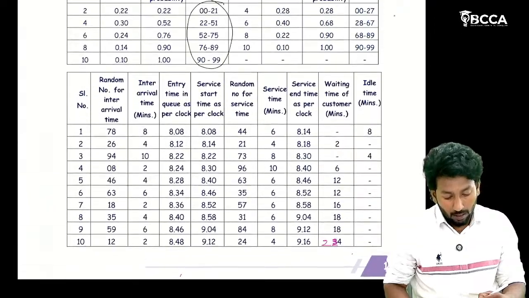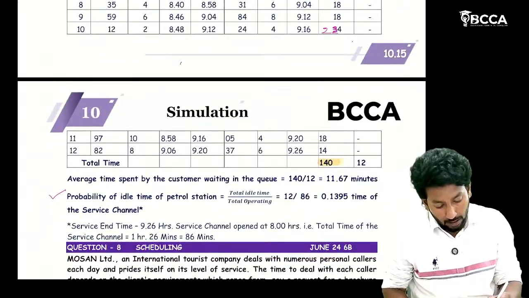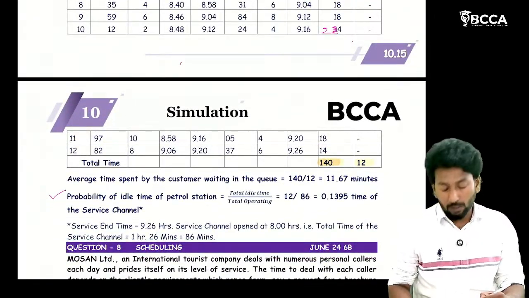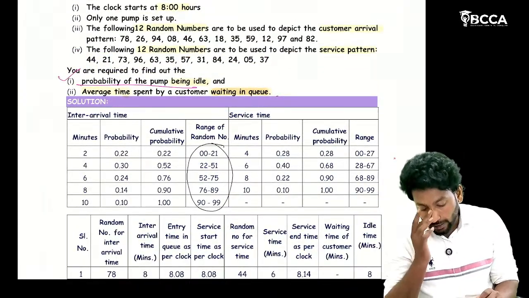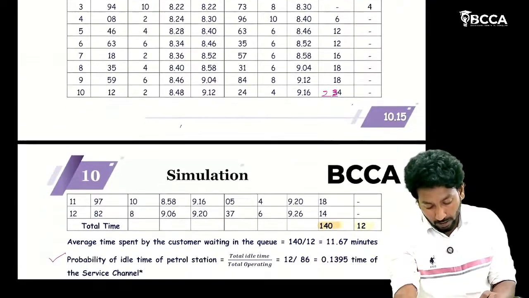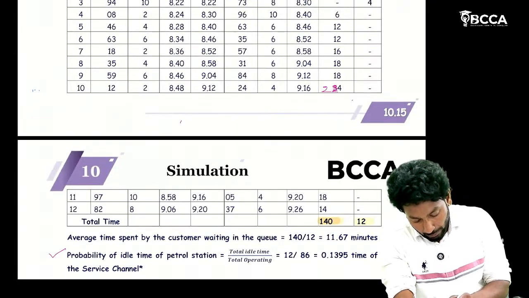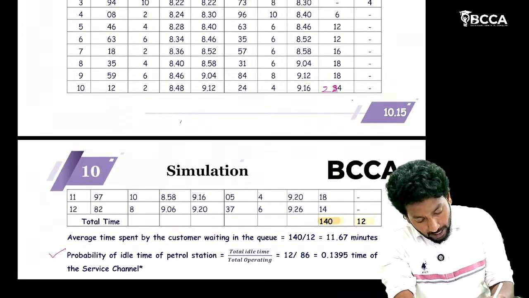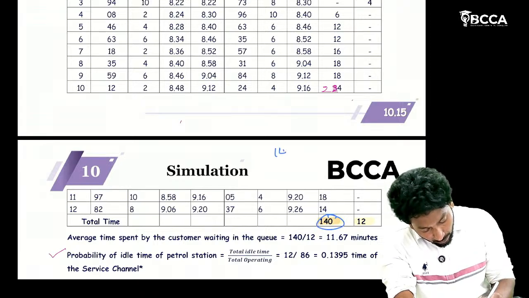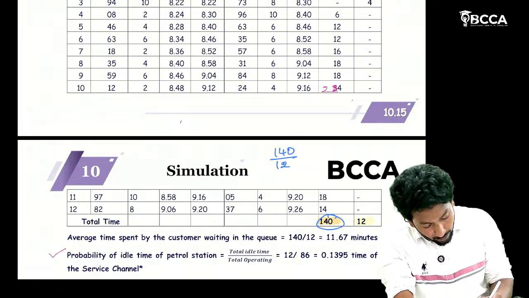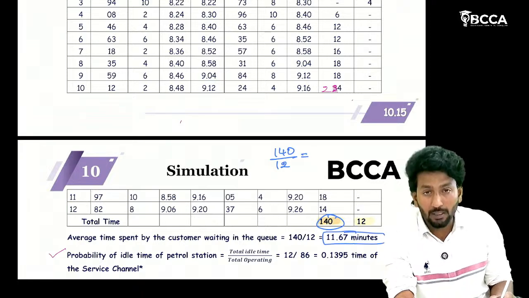Total idle time is 12. They are asking average time spent by the customer waiting in the queue. Total, how many customers, sir? 12 customers. In total, 12 customers have waited for 140 minutes. That means per customer, 140 divided by 12. That is equal to 11.67 minutes.